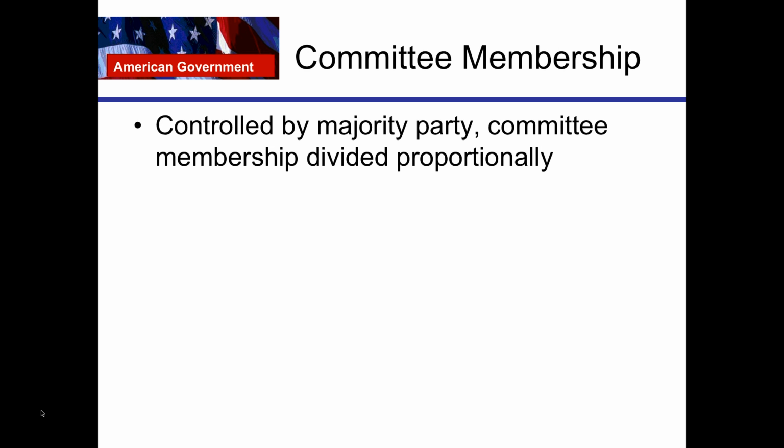All right, committee membership. It's important to note, committees are controlled by the majority party, the party that controls Congress. Committee membership is divided proportionally. So let's say the Republicans control the House, most of the committees are going to have a Republican majority.